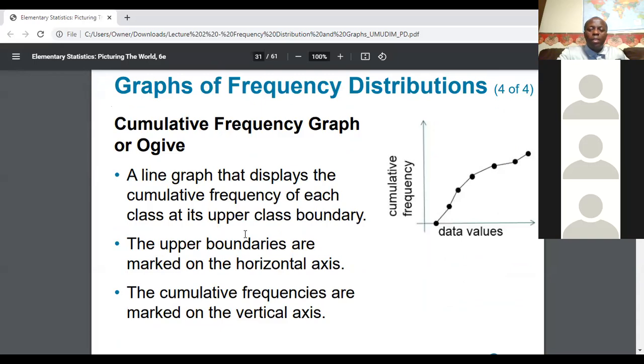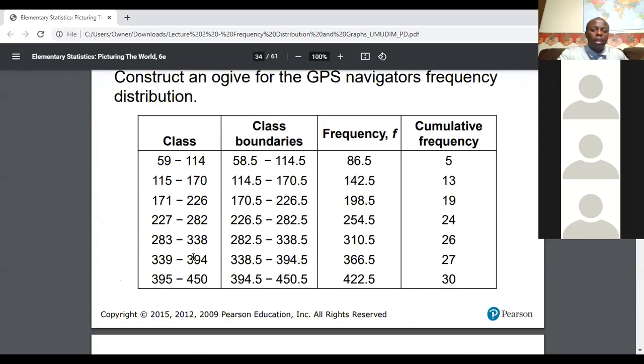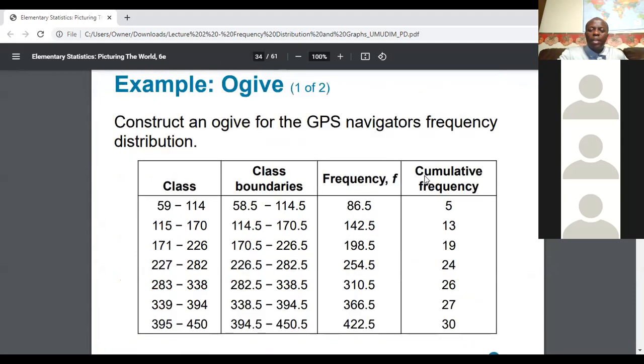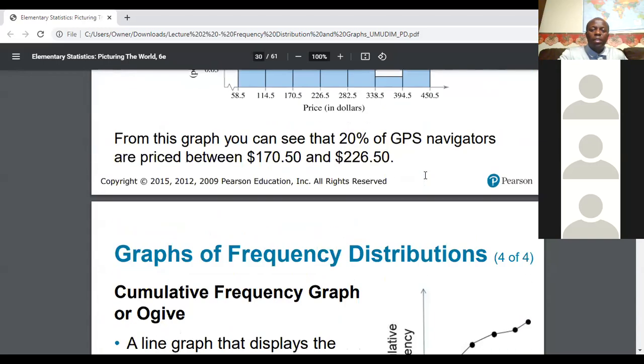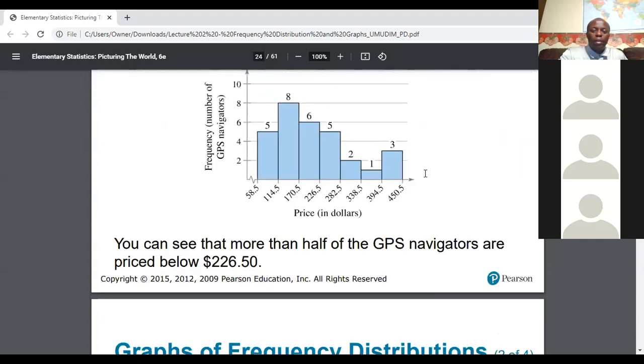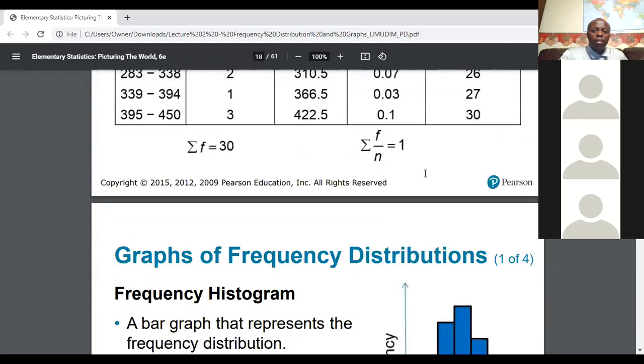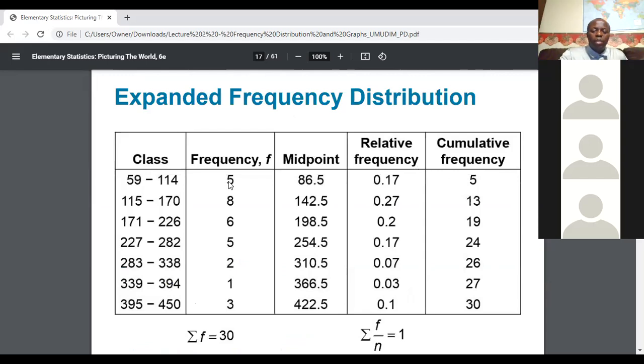Now in this type of graph, we plot the class intervals against the cumulative frequency. How do we get cumulative frequency? Remember the example I gave you. Once you have the frequency, you can get the cumulative frequency from there. Let me take you to where we did an example on that. Okay. So if you look here, this is the frequency, this is the cumulative frequency. The first one is the same as the first frequency, which means 5 and 5. To get the next cumulative frequency, you add 5 to the 8, gives me 13.